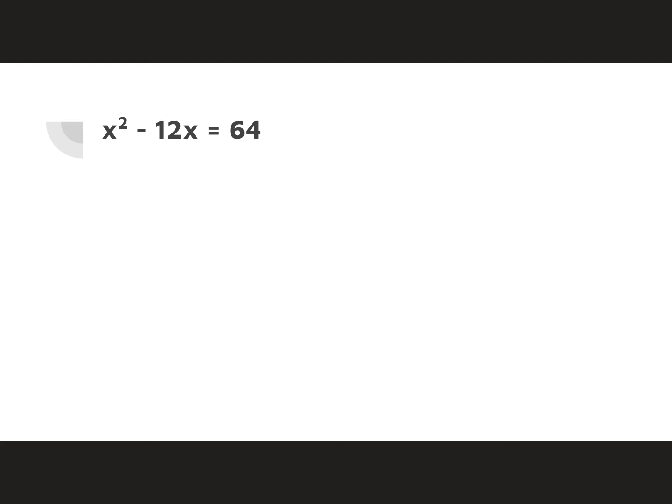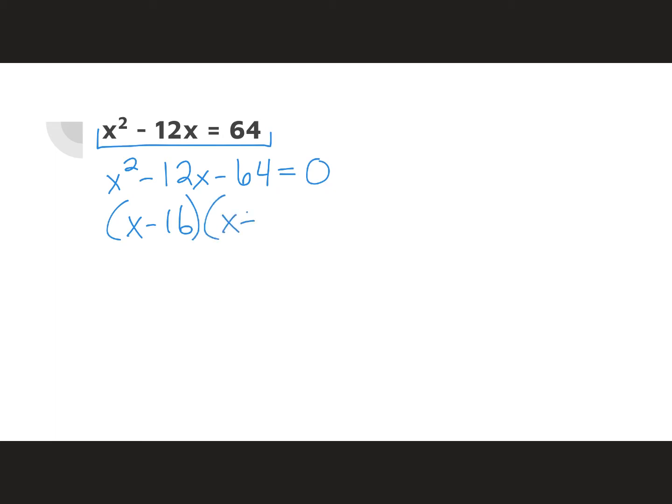Here I have x squared minus 12x equals 64. Again, my first step is to put it into standard form, so I'm going to subtract 64 from both sides. So I have x squared minus 12x minus 64 equals 0. So now I'm looking for two numbers that multiply to -64 and add to -12. So, of course, that's going to be -16 and 4. So x minus 16 and x plus 4 equals 0.